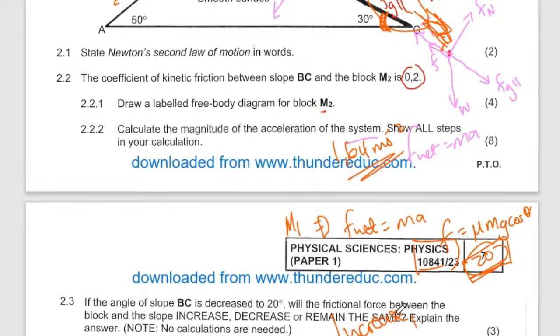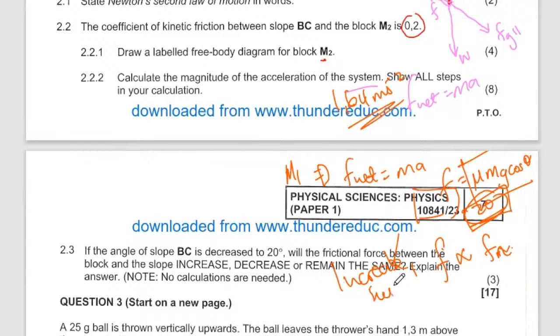And what will be the explanation? We know that frictional force is directly proportional to the normal force. So if the inclination is small, the normal force is going to be big. It's increasing because the frictional force is directly proportional to the normal force. Hence, the frictional force increases. Okay, guys, that's question number 2.